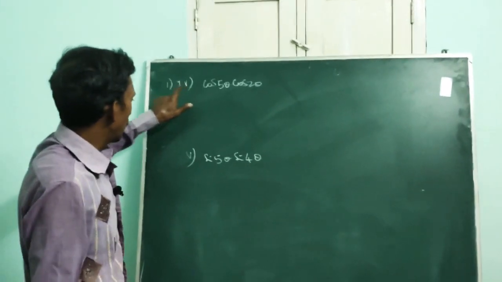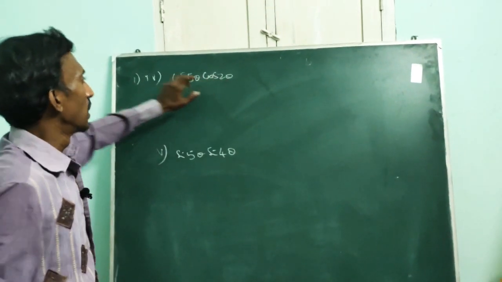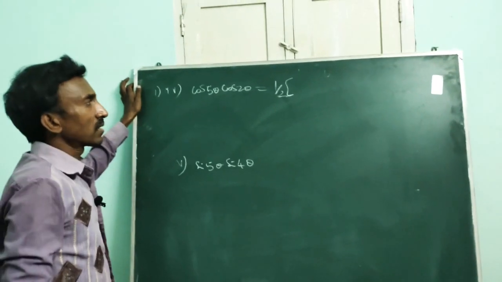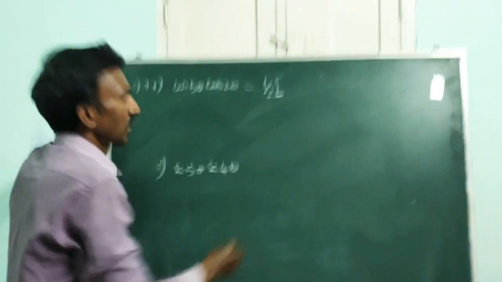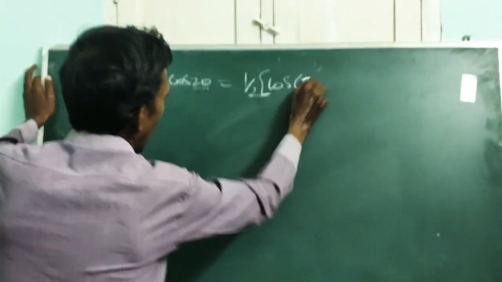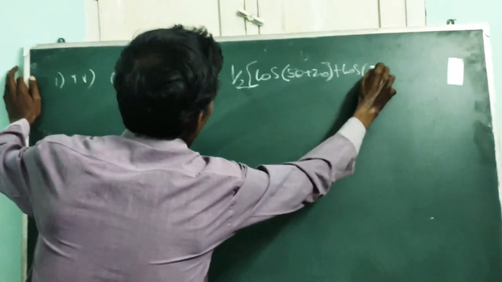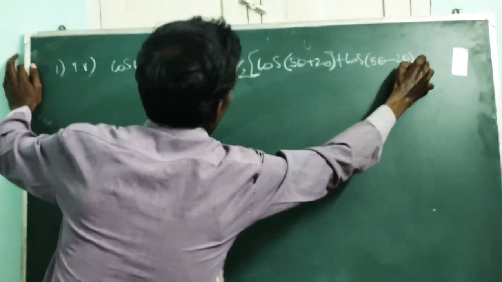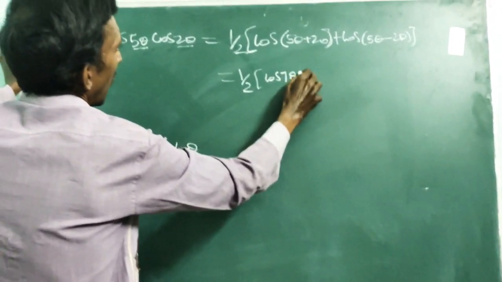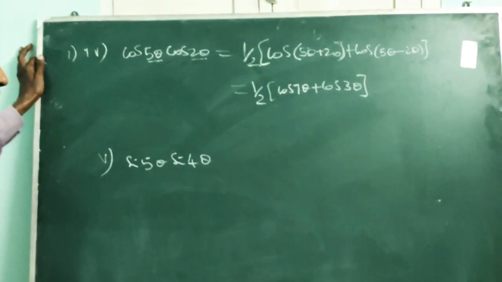Fourth subdivision in the first question, it is of the form cos A cos B. So cos A cos B is nothing but 1 by 2 [cos(A plus B) plus cos(A minus B)]. Here A is 5 theta, B is 2 theta. So cos(5 theta plus 2 theta) plus cos(5 theta minus 2 theta). So 1 by 2 [cos 7 theta plus cos 3 theta]. You have to remember the identity.